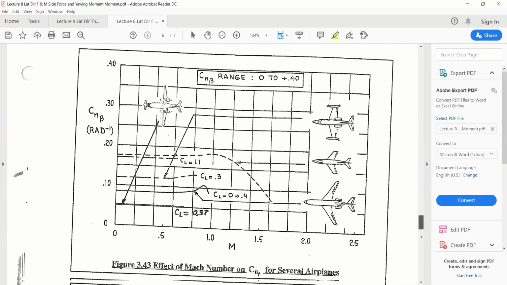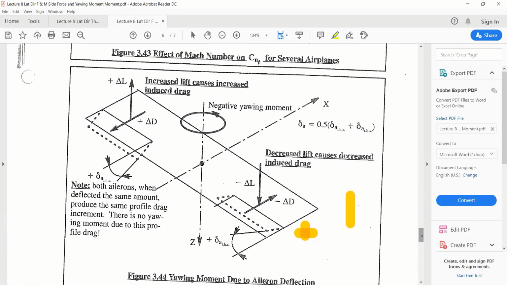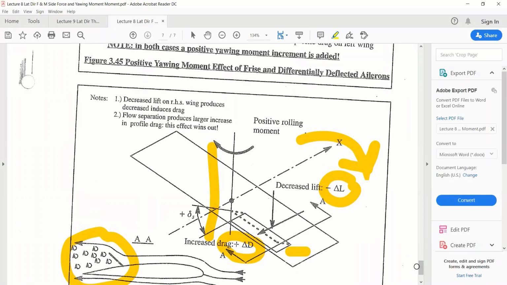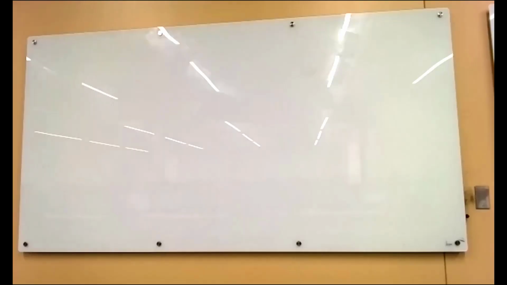With the ailerons, less drag on the right, more drag on the left, you get a negative yaw. With the spoilers, you get the opposite effect. You get more drag on the right because of the separated flow. All right, so let's write that down.